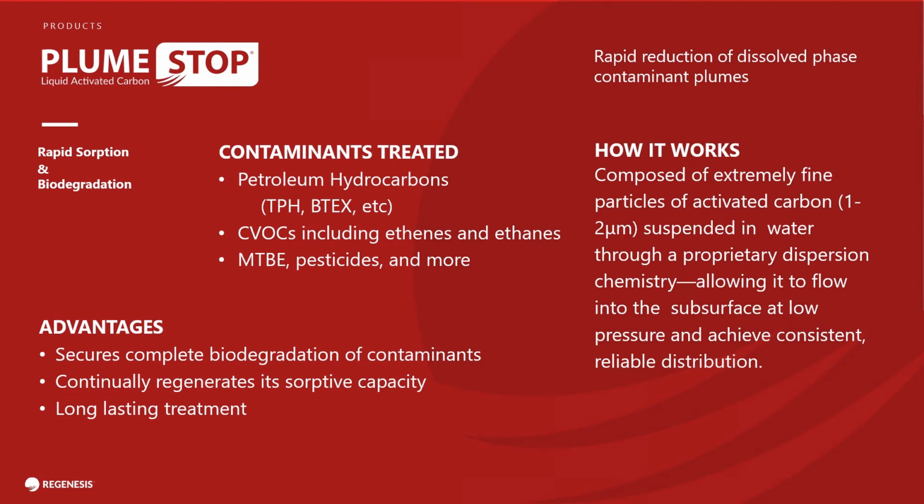The technologies that were installed, the first one was Plume Stop. Plume Stop has been around since 2014 now. It's a finely milled granular activated carbon that's been milled down to 1 to 2 microns. So that's the size of a bacterium, the size of a pore throat. And we've coated this granular activated carbon in a dispersive polymer so that these carbon particles flow and behave in such a way that they don't stick together when they're injected into the subsurface. They repel each other, but they stick to the aquifer matrix, so they can paint the subsurface with carbon.